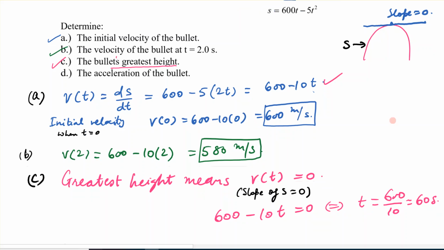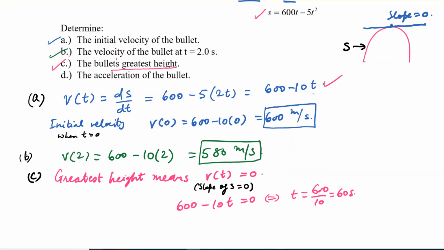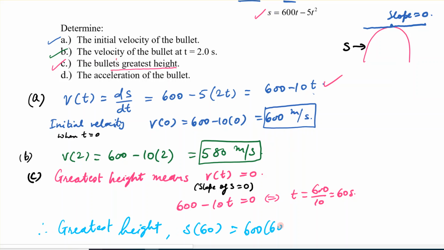And since our goal is to find the height, for height you can simply use 60 in your s function. That will give you the height at 60 seconds. Therefore, the greatest height means s at 60 is equal to 600 times 60 minus 5 times 60 squared, and when we solve it we get 18,000 meters. So that is the greatest height attained by the bullet.